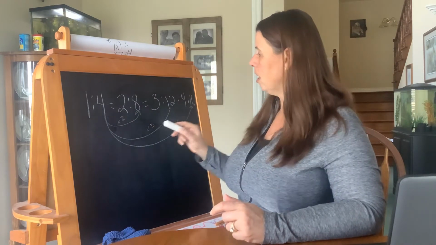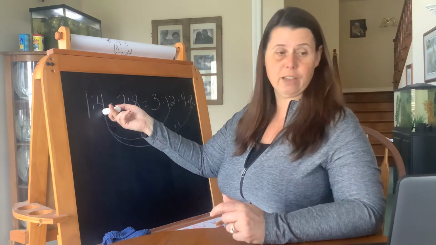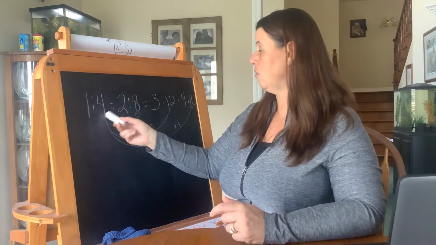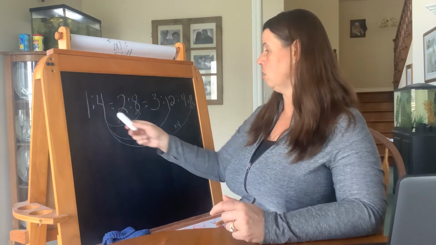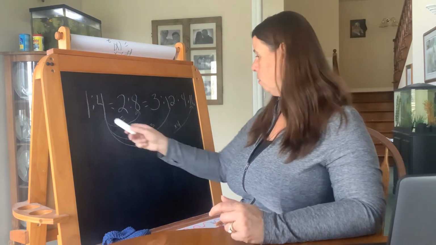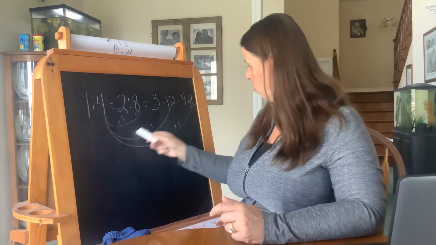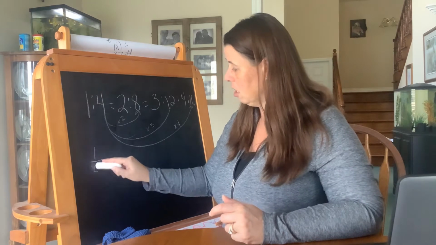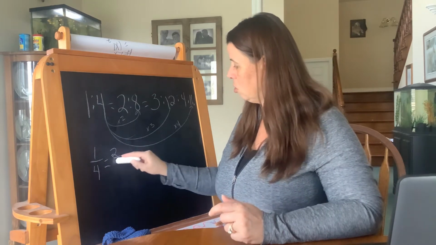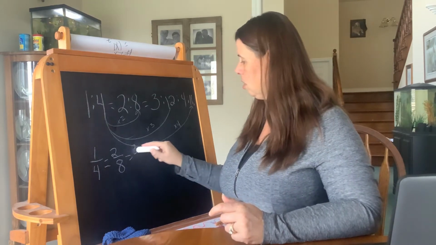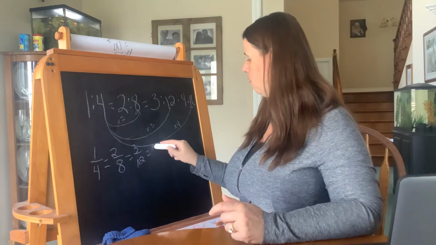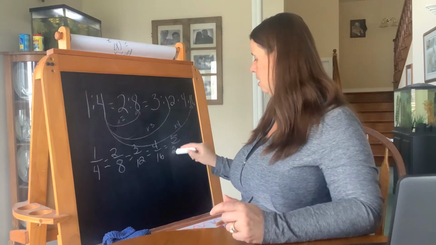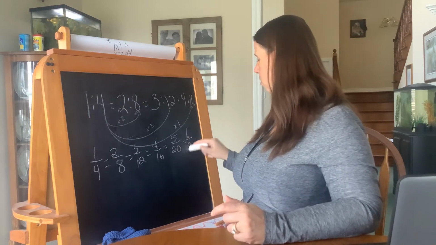And remember, whatever I do to one half of my proportion, I have to do to the other. So if I did 4 times 2, I have to do 1 times 2. If I did 4 times 3 is 12, I have to do 1 times 3 is 3. Right? So it's just like a fraction. 1/4 is 2/8 is 3/12 is 4/16. We could keep going. Is 5/20 is 6/24.